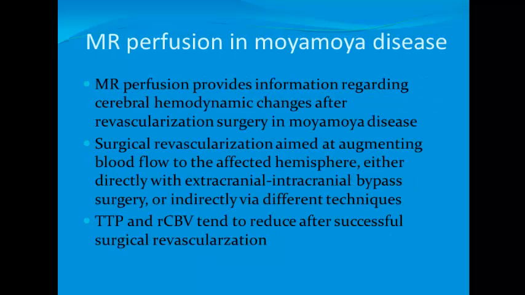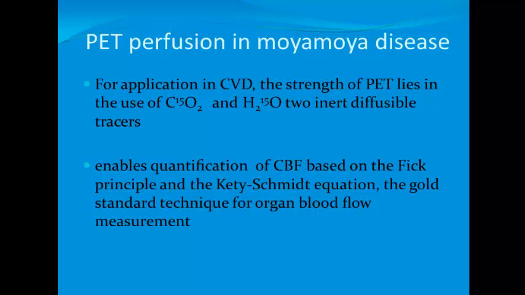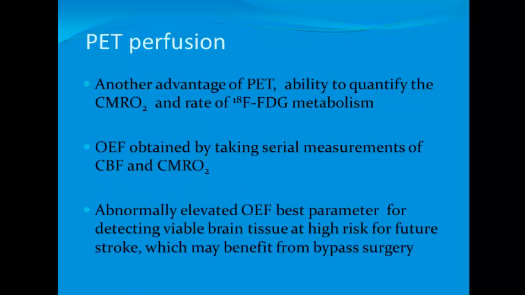FDG PET, though, also has applications for cerebral blood flow, as we know, using two tracers such as CO2 and H2O with O-15 labeled water, and using the Fick principle and Kety-Schmidt equations, we can calculate the actual cerebral blood flow. And also the big advantage of PET is its ability to detect cerebral metabolic utilization of oxygen. So the oxygen extraction fraction can be determined by taking serial measurements of cerebral blood flow and by determining the cerebral metabolic rate of oxygen.